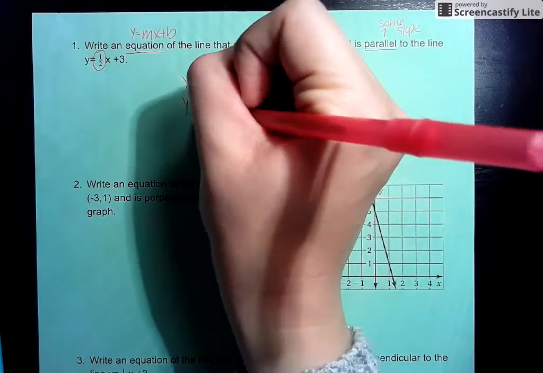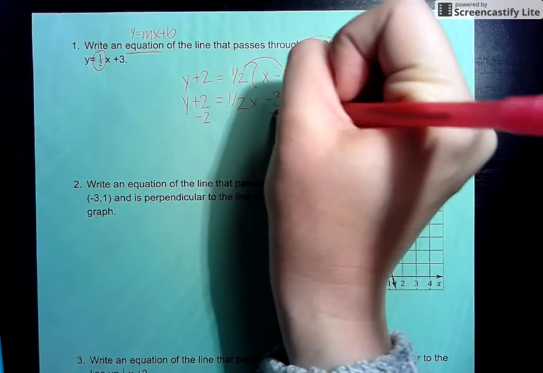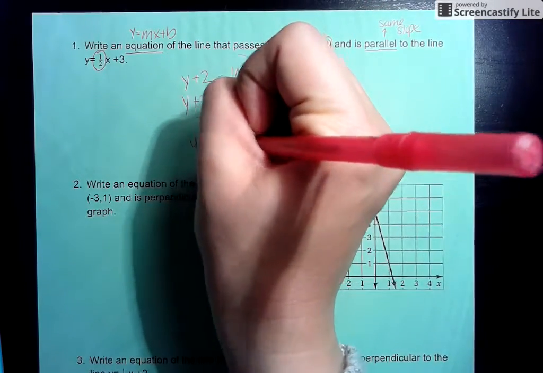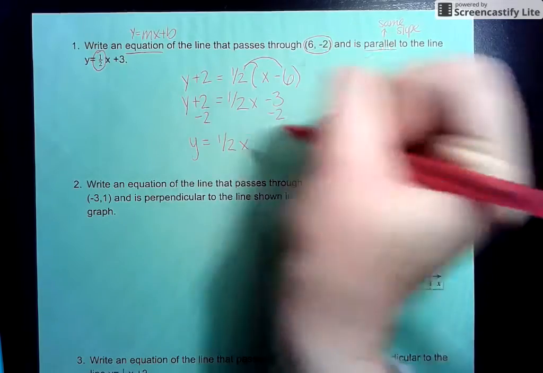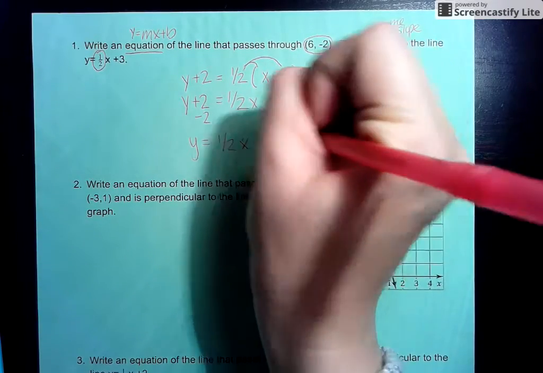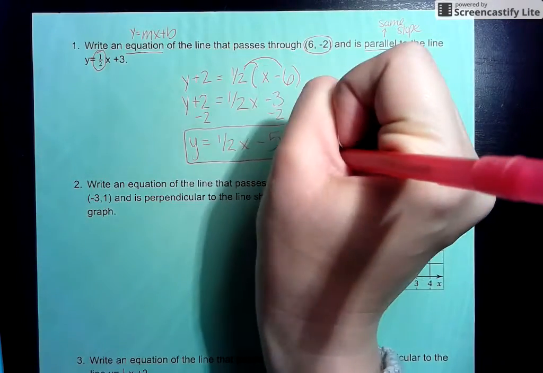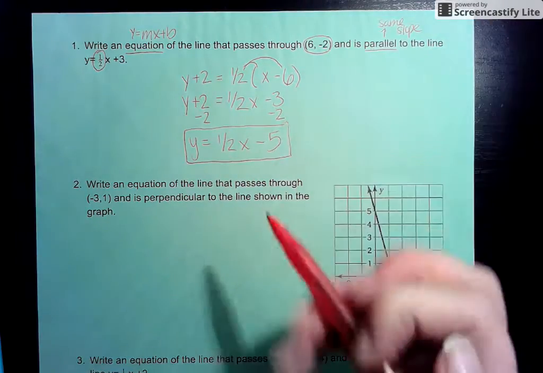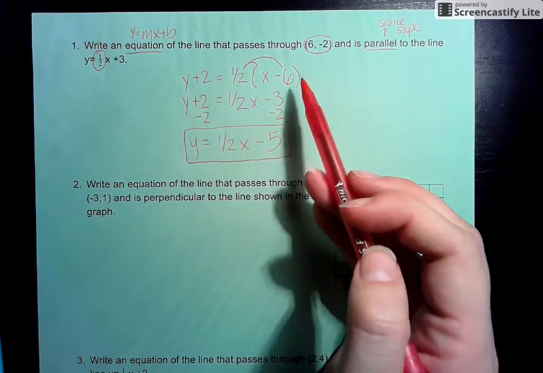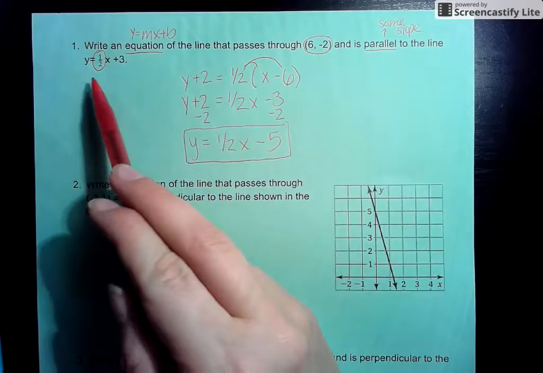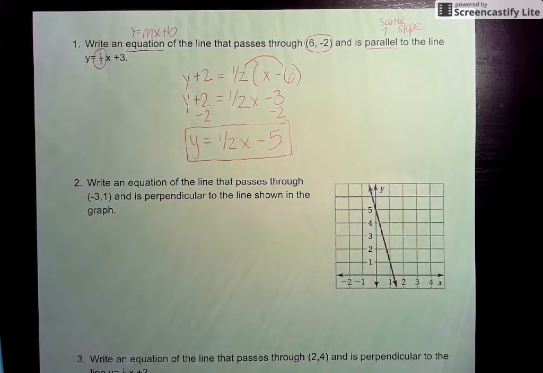You're going to get y by itself, so you subtract 2 on both sides. So you should get y equals 1/2 x minus 5. Now what this is saying is that these two lines are both parallel, and we were able to make a line from a point and knowing that the slope is parallel to this line.